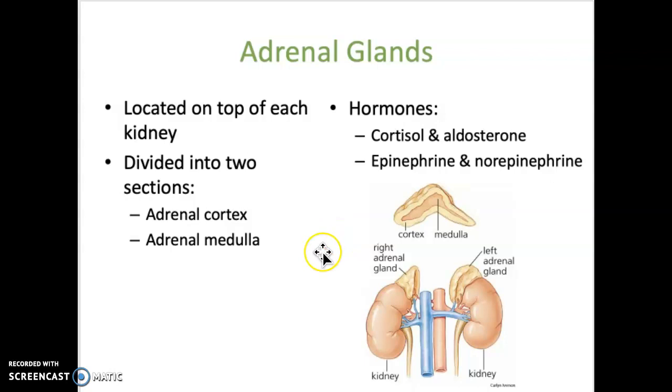The adrenal cortex secretes cortisol, which regulates the concentration of glucose in the blood and stimulates the breakdown of fat from adipose tissue where it's stored. And the other hormone is aldosterone, which regulates blood pressure by increasing the reabsorption of both sodium and water.